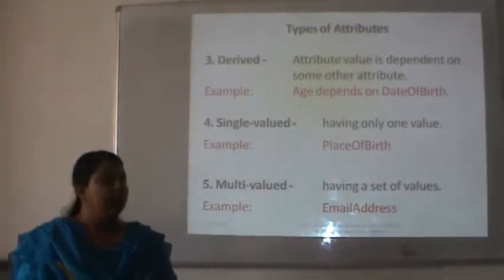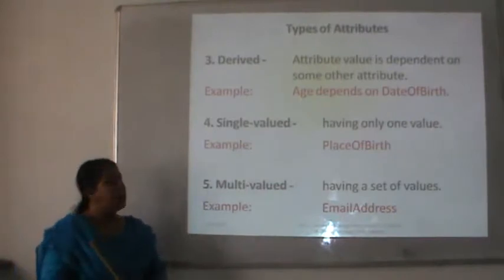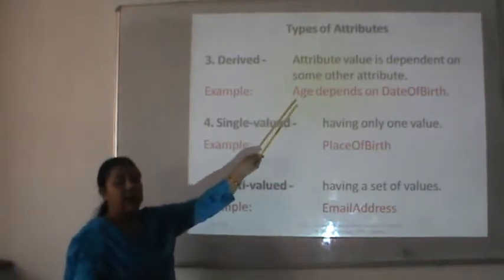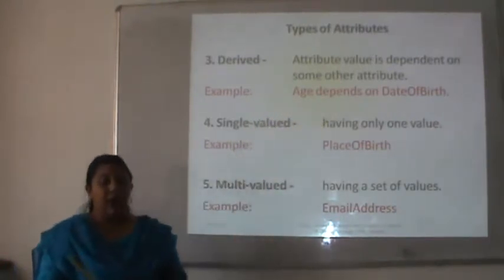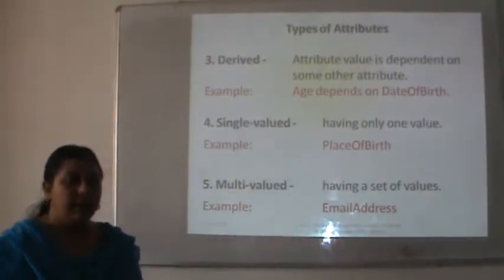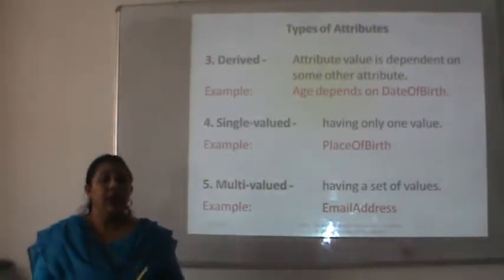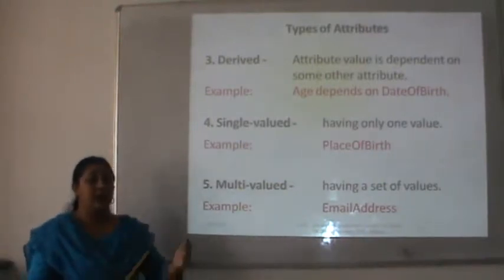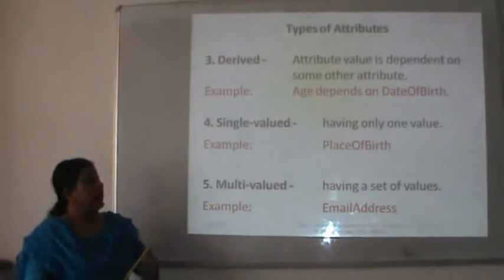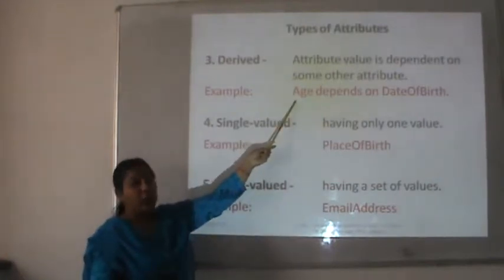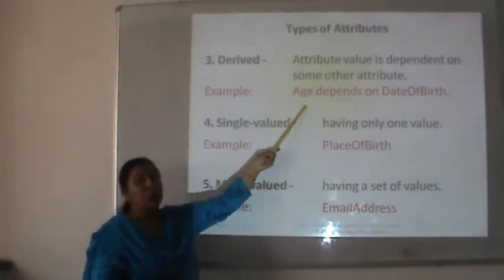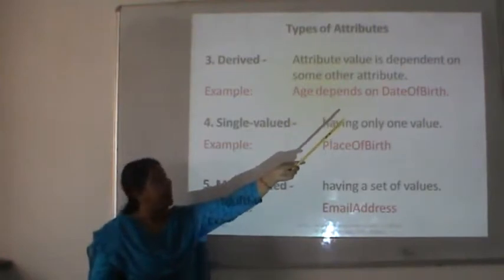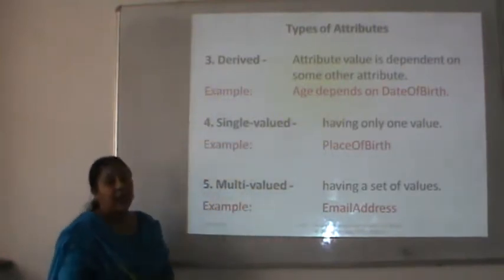For example, we have two attributes. One is age and another is date of birth. Age can be derived from date of birth. If we know the date of birth of a person, we can calculate or derive the value of the attribute age. So here, age depends on date of birth. So age is a derived attribute.